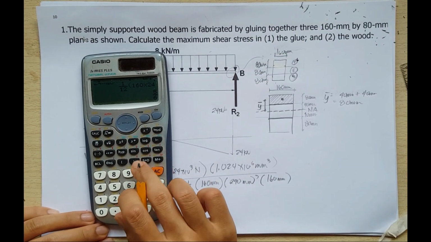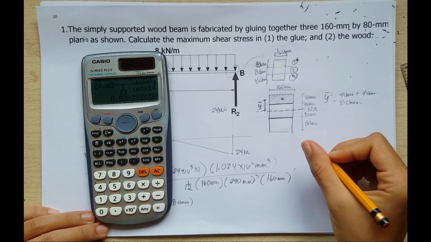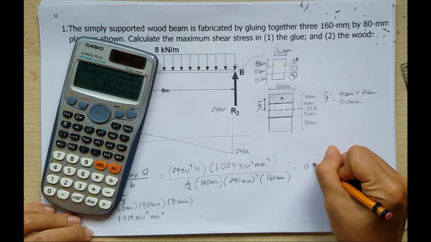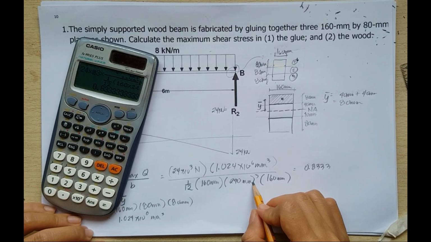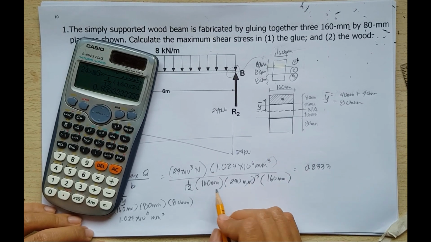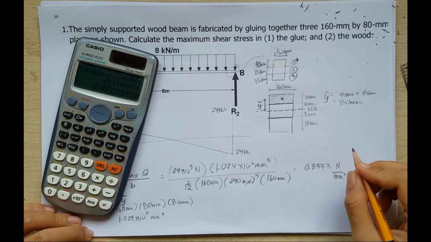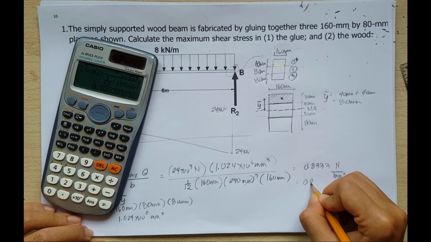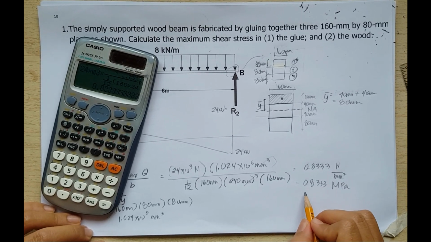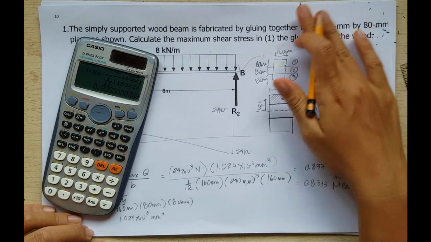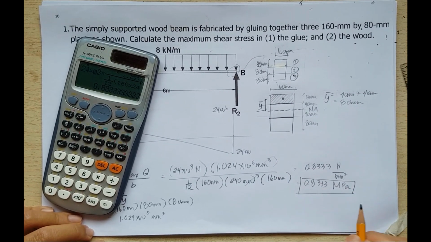So it is equal to 0.833 Newton per cubic millimeter. Cancel Newton, so we have Newton per square millimeter, or 0.8333 megapascal. So this is the answer for the shear stress in the glue. This is our answer number 1.